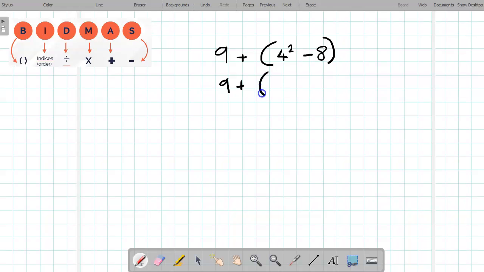plus 4 squared. So if we square a number, times it by itself, 4 times 4 is 16. Take away 8. I know that double 8 is 16. So if you take 8 away from 16, it is 8. So this equals 9 plus 8. The brackets are broken and that's done. And that leaves me with the final bit. What is 9 plus 8? It is 17.